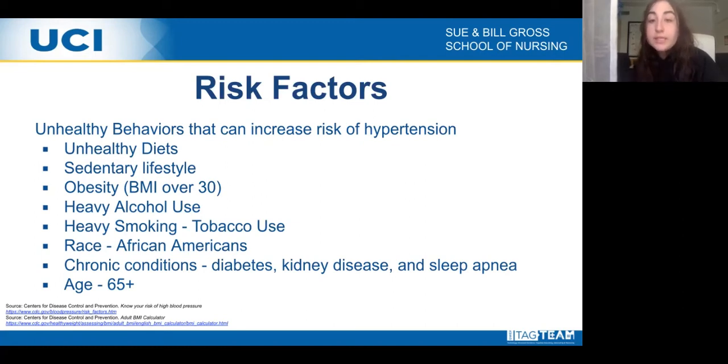Another one would be race. African Americans tend to have a higher incidence of high blood pressure, compared to other races in the United States. Chronic conditions like diabetes, kidney disease, and sleep apnea. So certain conditions like these can actually increase your risk of high blood pressure, and then also age. So the older you get, the more likely you are to get high blood pressure, and 65 plus is where you really are at risk for it.